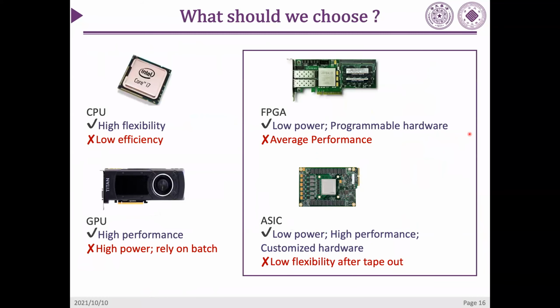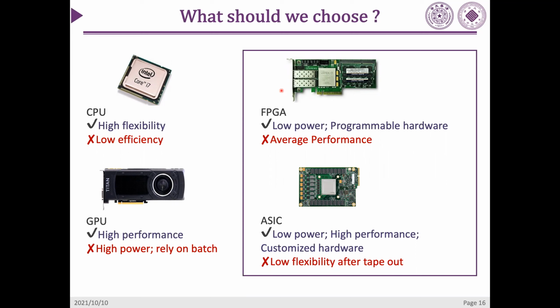So what should we choose for the deep learning hardware? We need to design a variety of hardware platforms with different advantages to meet different needs. We can see for CPU, it has very high flexibility, but the energy efficiency is low. And for GPU, the performance is really high, but the power is high, and it relies on batch. You need to give a lot of data inside and then do a large amount of parallel computing. So the energy efficiency is not that good.